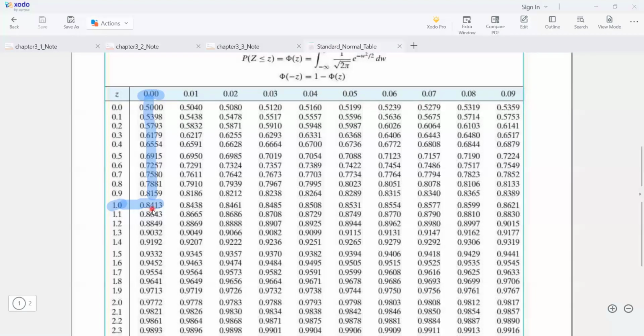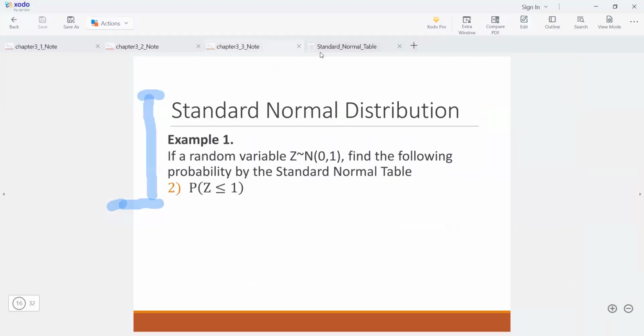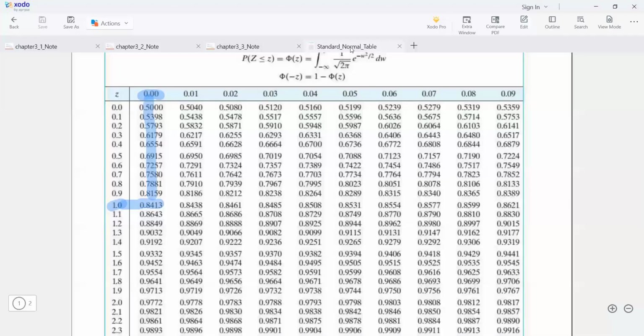The value is 0.8413. Okay, so this is the value we need. Let's take a look at this.